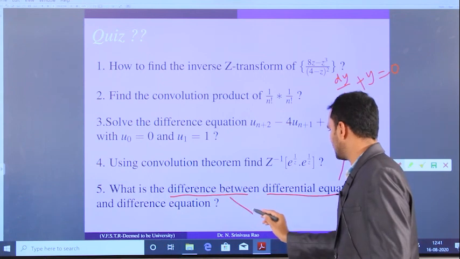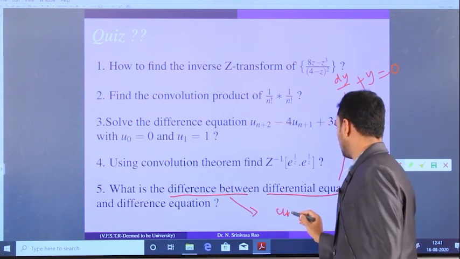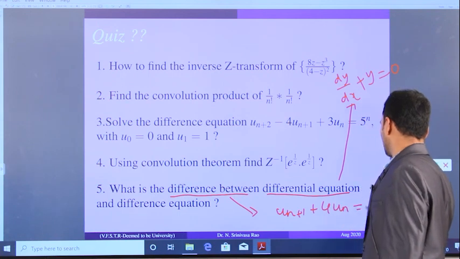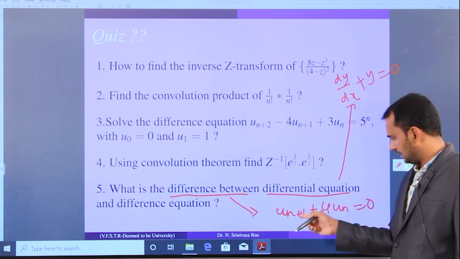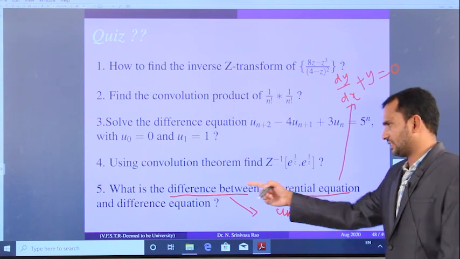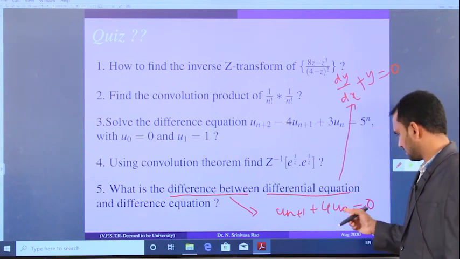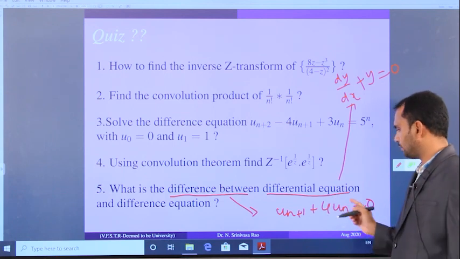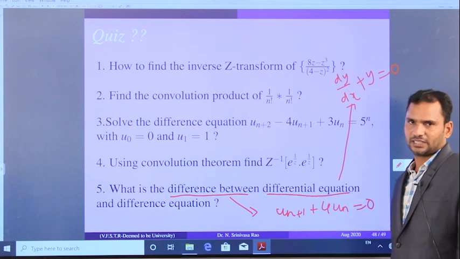Now what is a difference equation? Like un plus 1 plus 4un equal to 0. An equation that contains sequences is called a difference equation. Okay, so this is a sequence un and un plus 1. The relation between un and un plus 1 is called a difference equation.